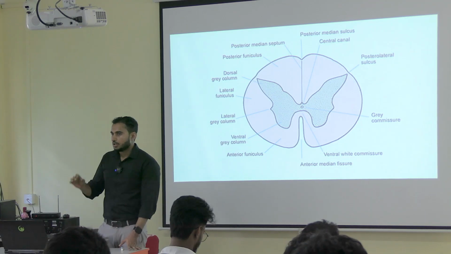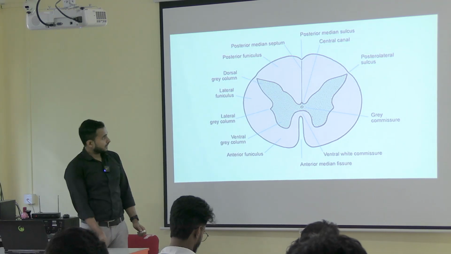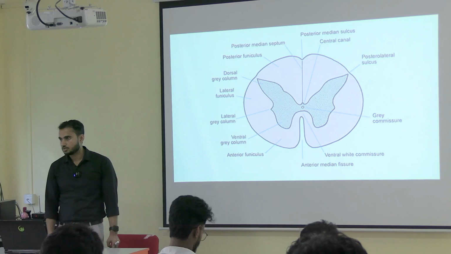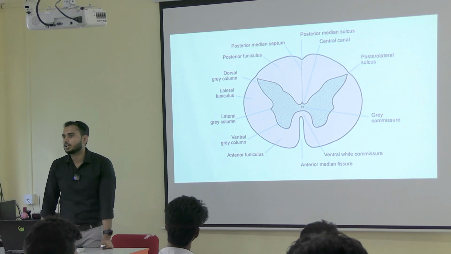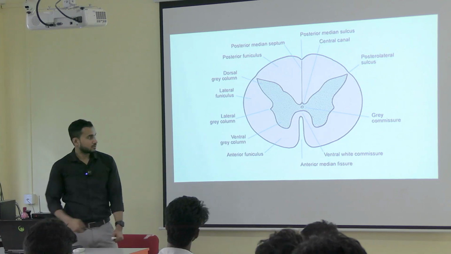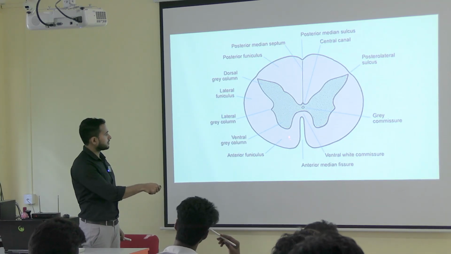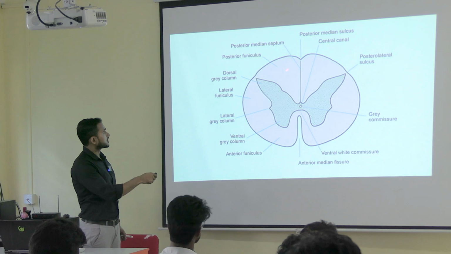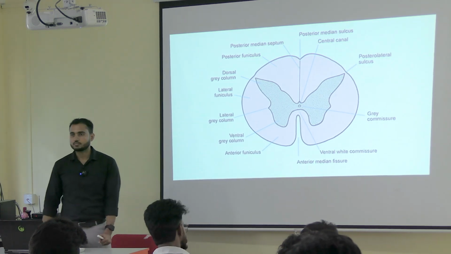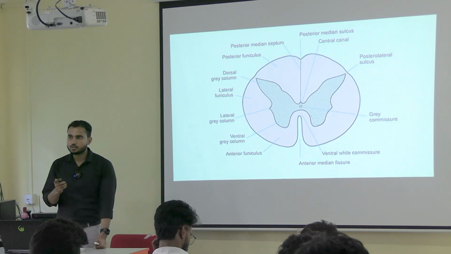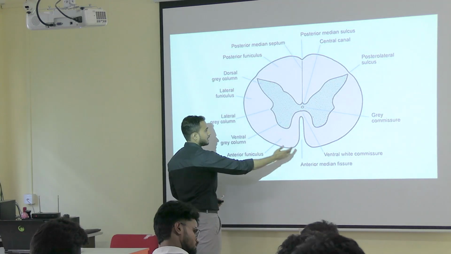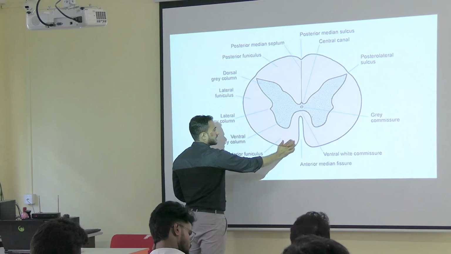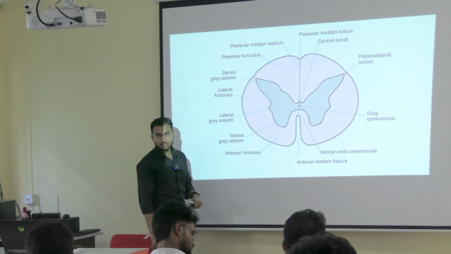ठीक है. Now in white matter, in this particular area you can see the white matter is divided into three areas. Okay, and those are also called as columns or funiculus. So this particular part is called anterior funiculus or anterior column. Then this part is called lateral funiculus or lateral column. This is posterior funiculus or posterior white column. Okay. Now if you see the anterior white column, it is present in between the anterior median fissure and ventral horn.